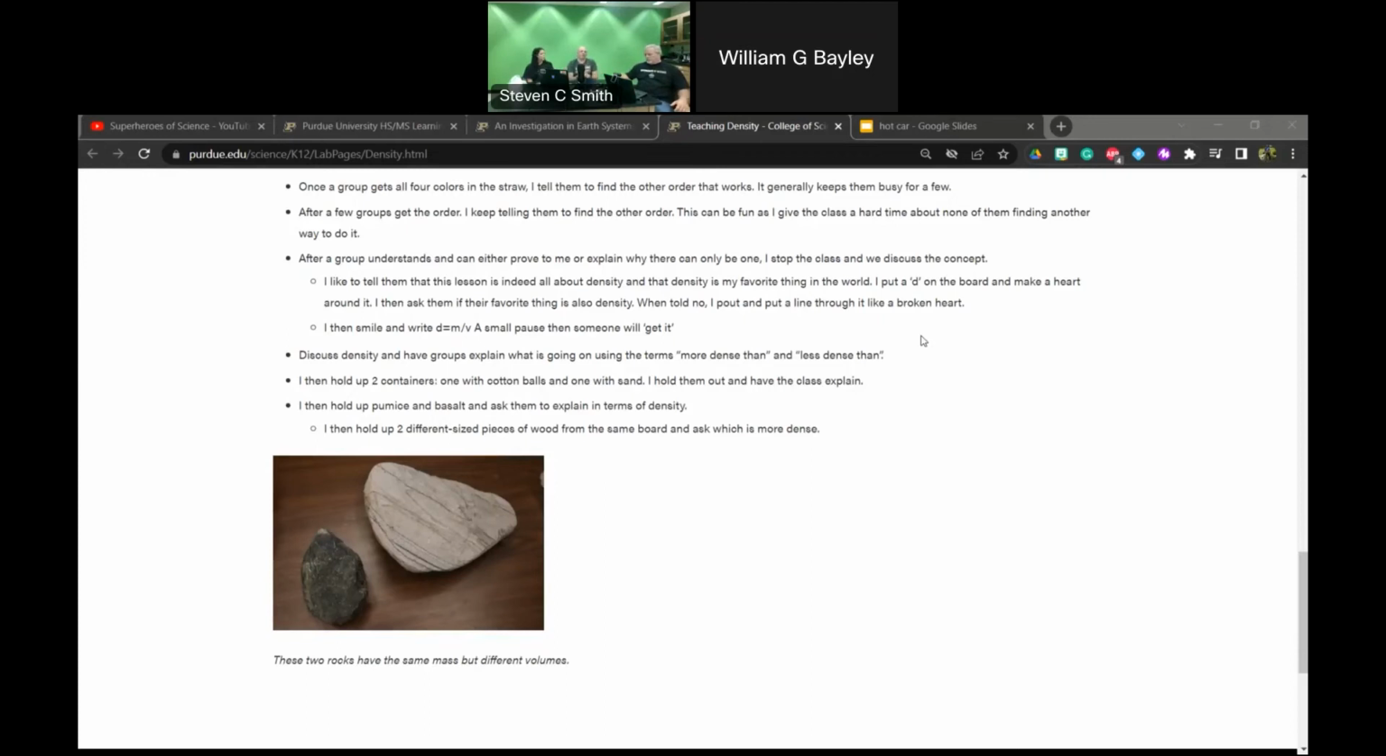I will grab 2 pieces of 2x4, and there'll be a small piece and a big piece. I'm like, this is the same board, but I've cut off a section of it. I'll hold them up. I'm like, which one is more dense? Now this is the one that they start debating on, because it's the same material, right? And so some of them will get it.